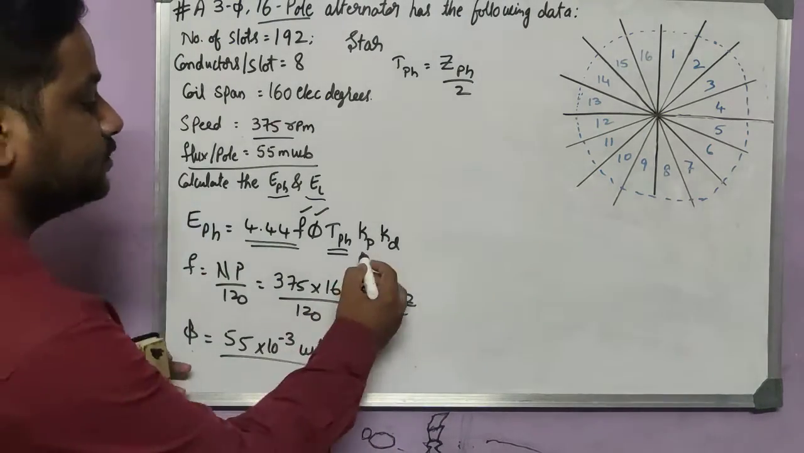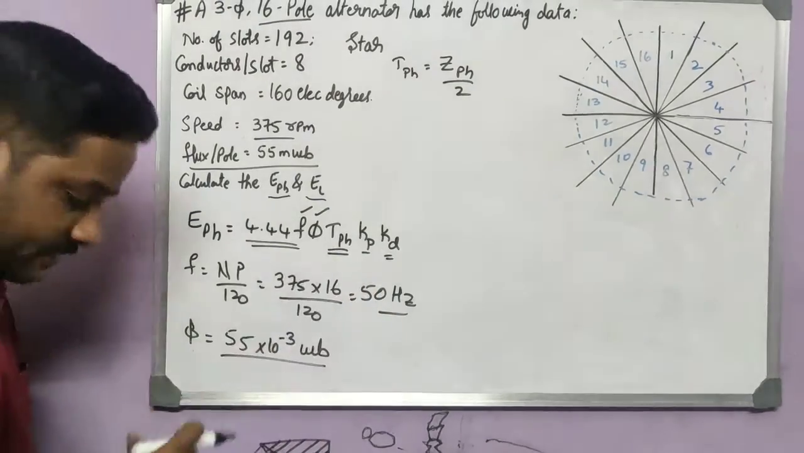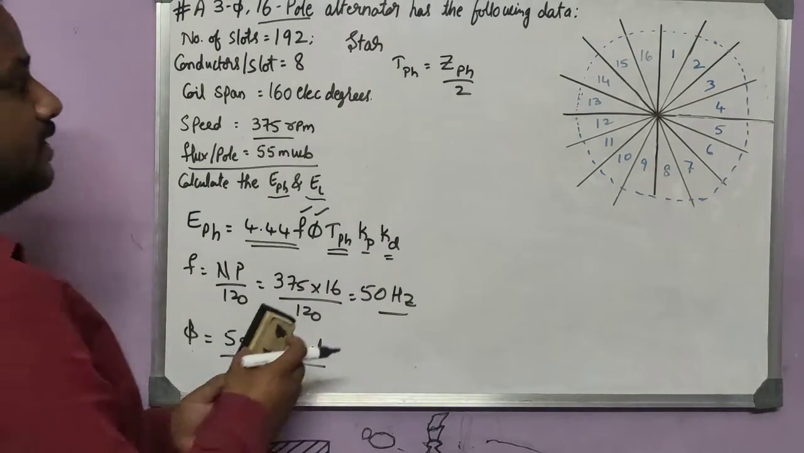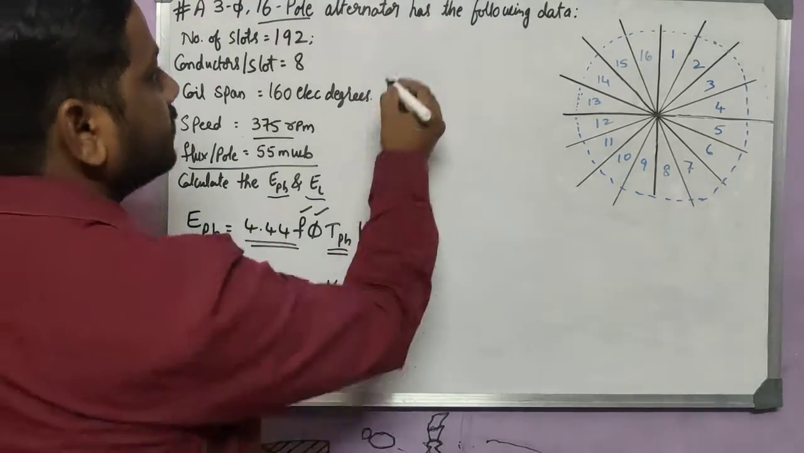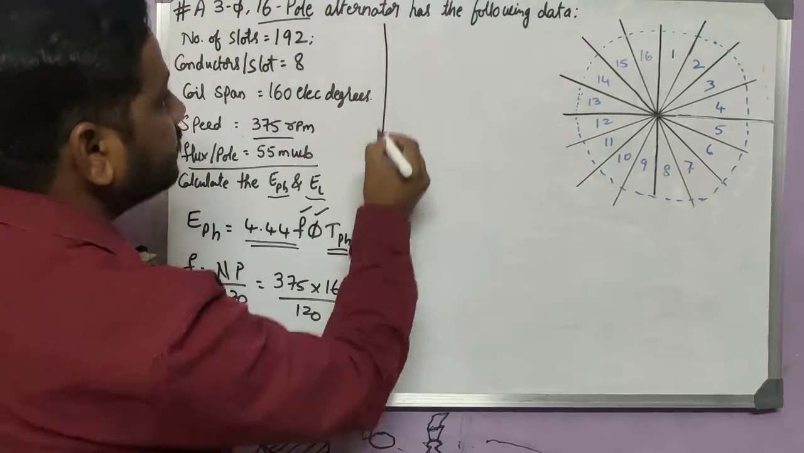First let us find these two, then we can come to this. Okay, so let's see what is Kp. This formula I will take up later. So what is Kp here? Let me write it here.